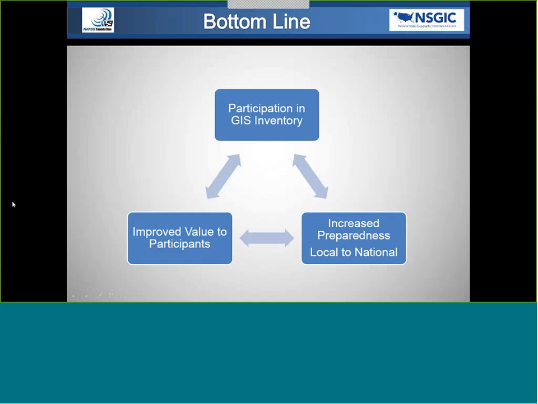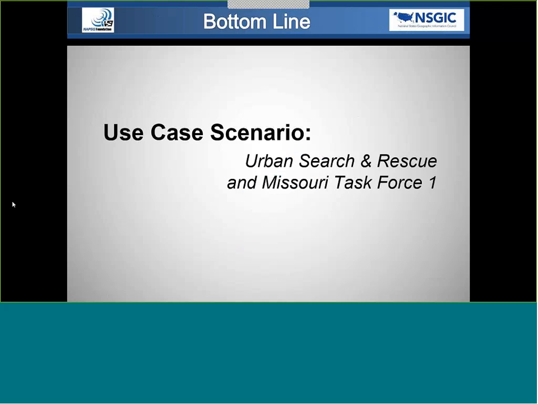All right, so bottom line graphic: participating in the GIS inventory increases preparedness at a local to national level, and then provides improved value to the participants, and it's just kind of a continuous cycle that we're talking about here. Next slide. Okay, so I'm going to turn it over to Tony Speechy to talk about the urban search and rescue.